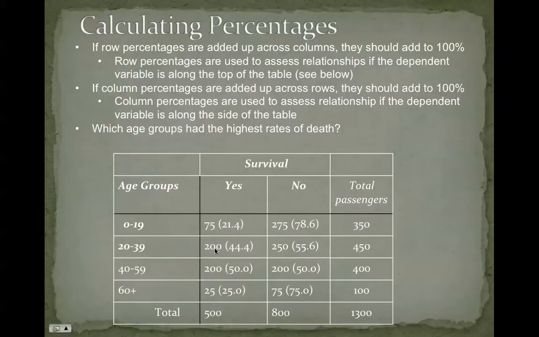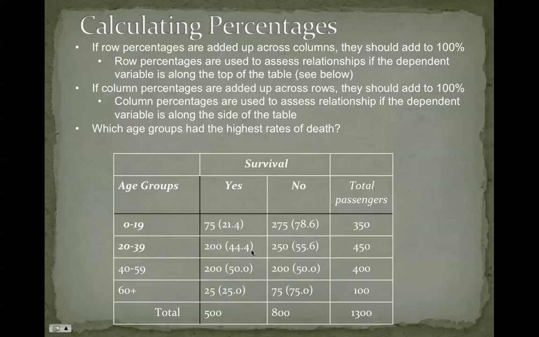200 divided by 450 is 44.4. 250 divided by 450 is 55.6. 200 divided by 400, as you know, is 50%. 200 divided by 400, again, is 50%. And 25 out of 100 is 25%, and 75 out of 100 is 75%. So if we did this correctly, your percentages here and here should add up to 100%. So this table here is giving you an example of a row percentage.